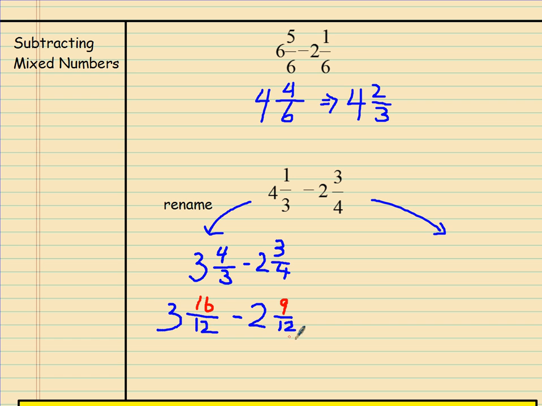Now the denominators are the same. Now we can do what we did up top in the previous example. 3 minus 2 is 1. Same denominators here. 16 minus 9 is 7. We put it over 12.